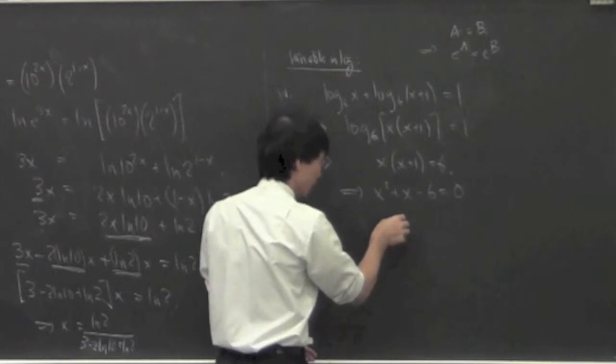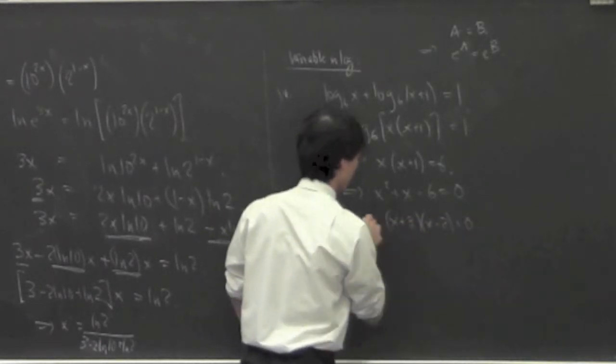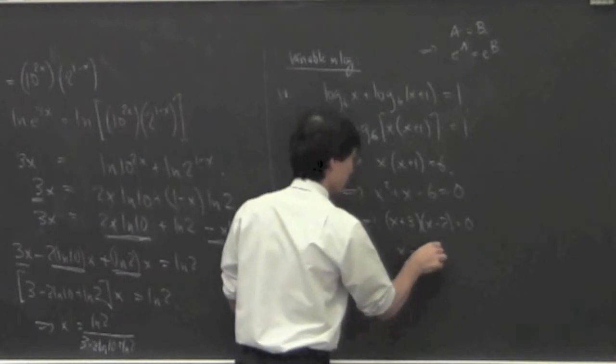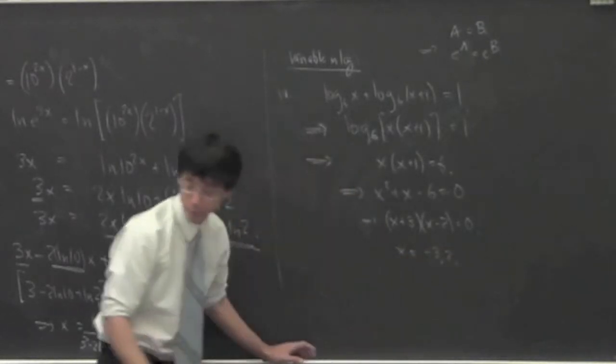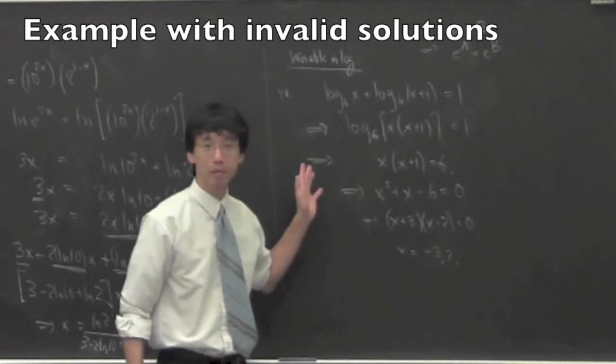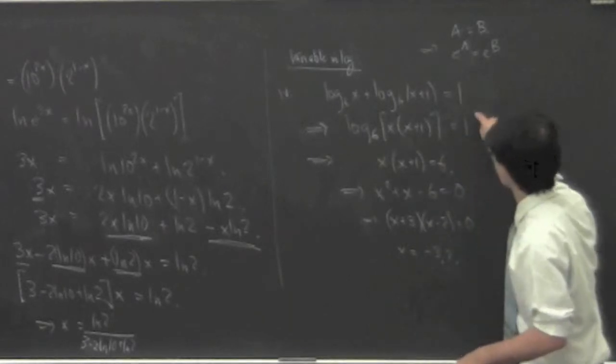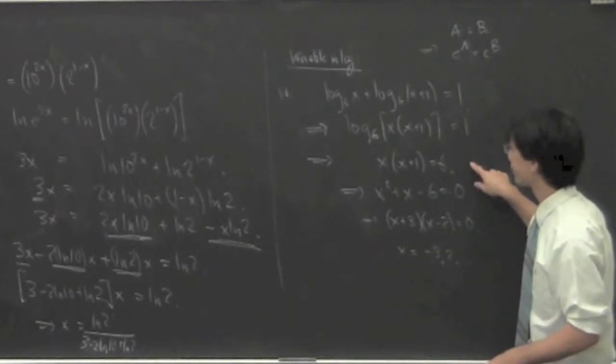And so x plus 3 minus 2 is equal to 0. And so x is going to be either minus 3 or 2. Okay, so right, everyone okay? Should I explain the second step? Sure. Log 6 and then you multiply x into x.